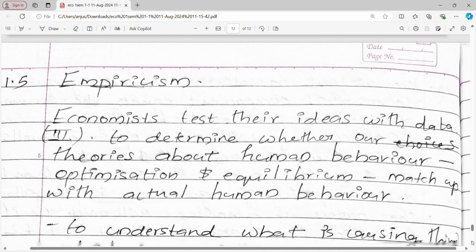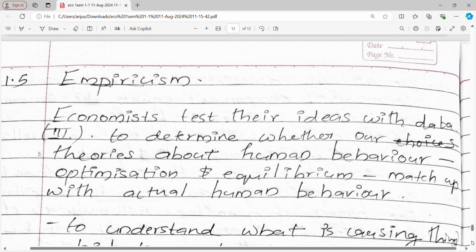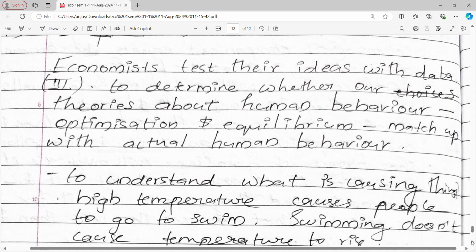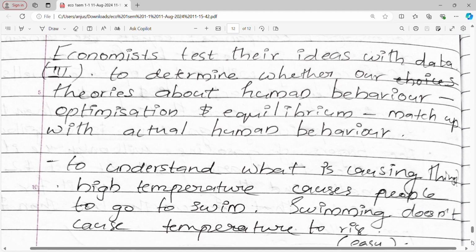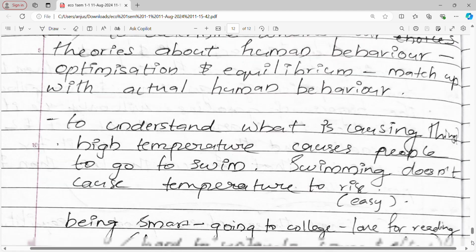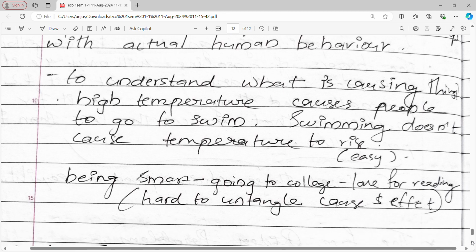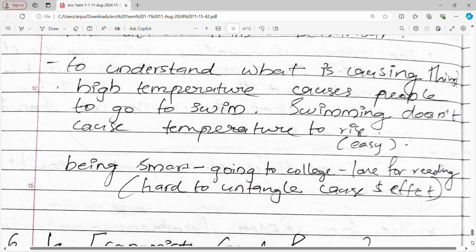The next important principle of economics is empiricism. Empiricism means economists test their ideas with data to determine whether our theories about human behavior, that is optimization and equilibrium, match up with actual human behavior. To understand what is causing things: high temperature causes people to go swimming, not the other way around. Swimming does not cause temperature to rise, but a rise in temperature causes people to go swimming. This is an easy example.